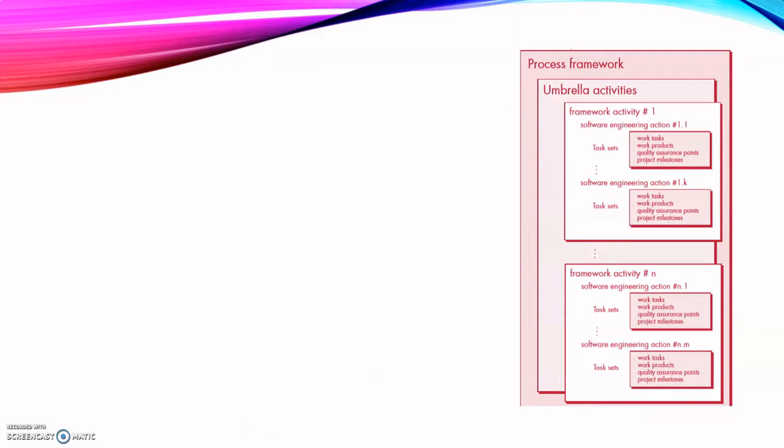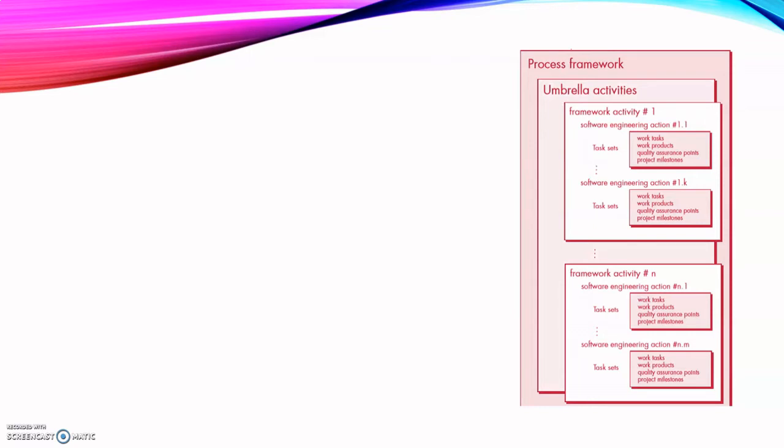So this is a figure depicting the process framework activity. Inside the process framework, we have umbrella activities. Inside the umbrella activities, it is being divided into a framework activity where there is action, task set, etc. So before getting to know a framework activity, let's see what we have defined in the previous episode.